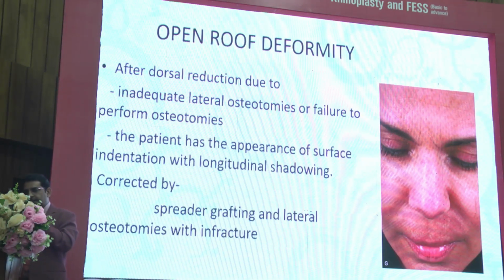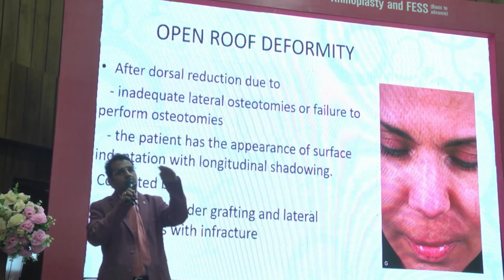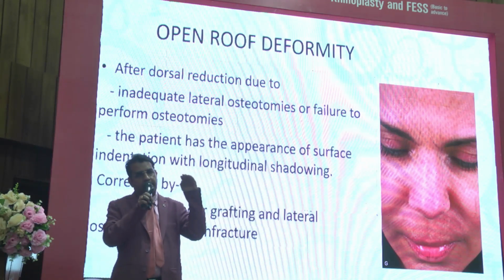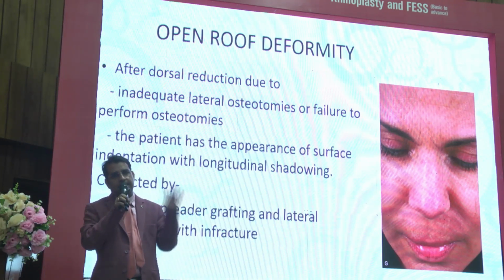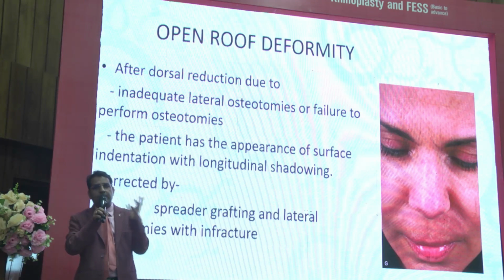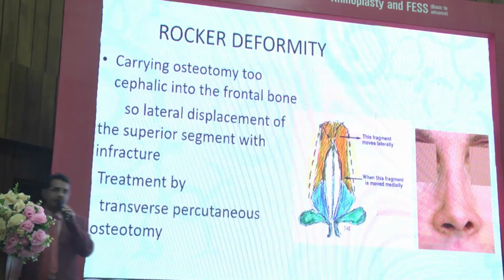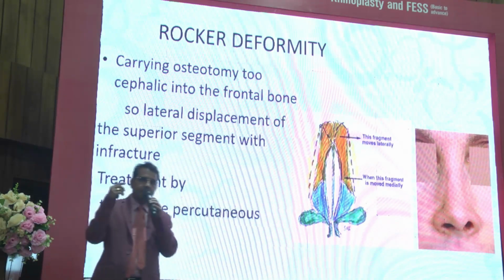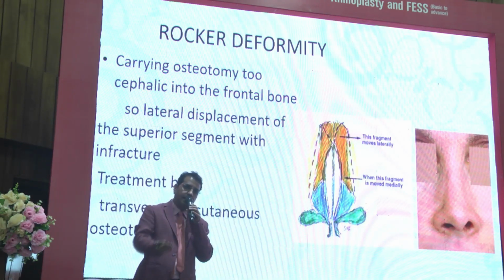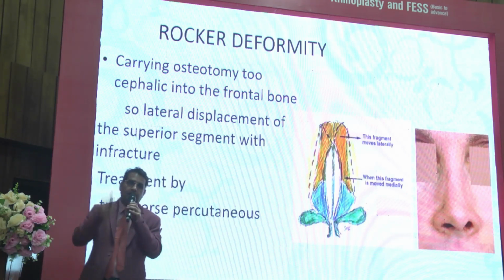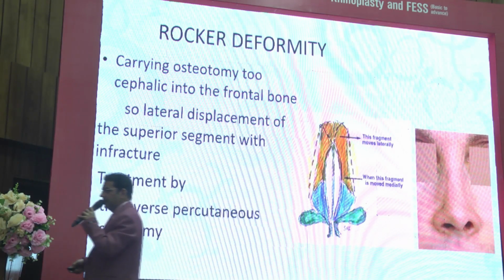Open roof deformity: when a patient has a bump on the nose and you remove the bump by more than 0.5 centimeter, you have a space between the central part of the bony pyramid and the lateral part. That is the open roof deformity. You can correct open roof deformity with a spreader graft. Another is the rocker deformity, which we already discussed. When you enter the thick uppermost part of the nasal bone, one part is free, moving forward and backward. Then we call it the rocker deformity. And if you develop a rocker deformity by percutaneous osteotomy, we can correct it.